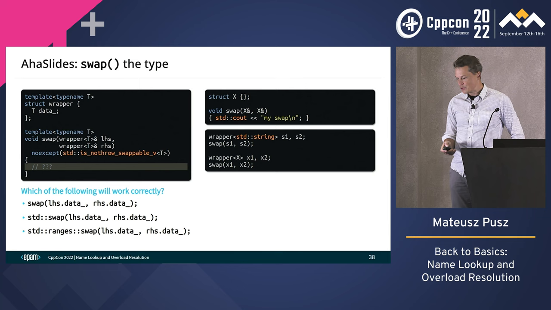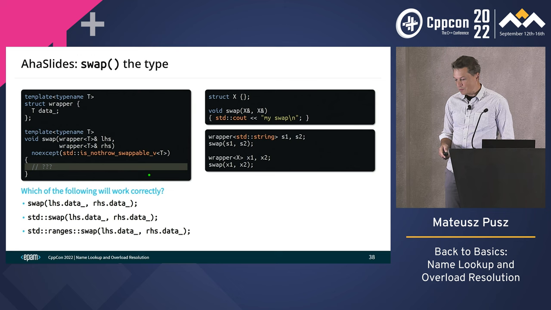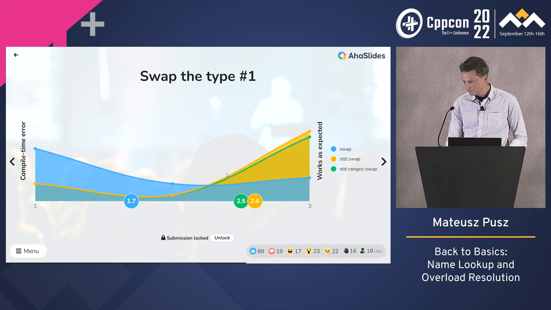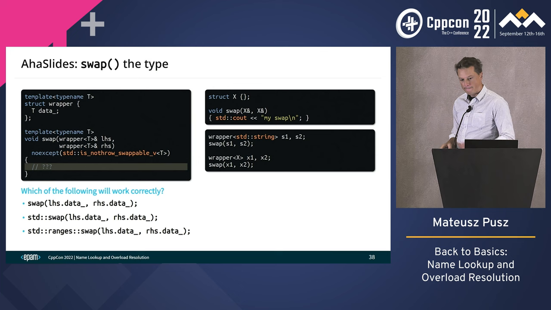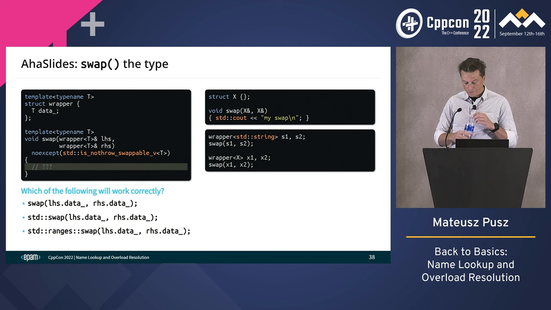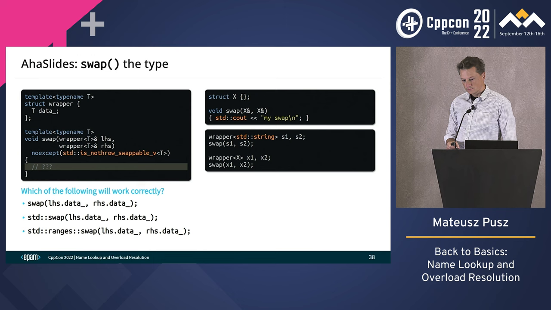Let's add our own structure X. And provide swap of X, and that prints something on the screen. And the same question, which one will work correctly? By correctly, I mean that we actually will see my swap during execution, right?